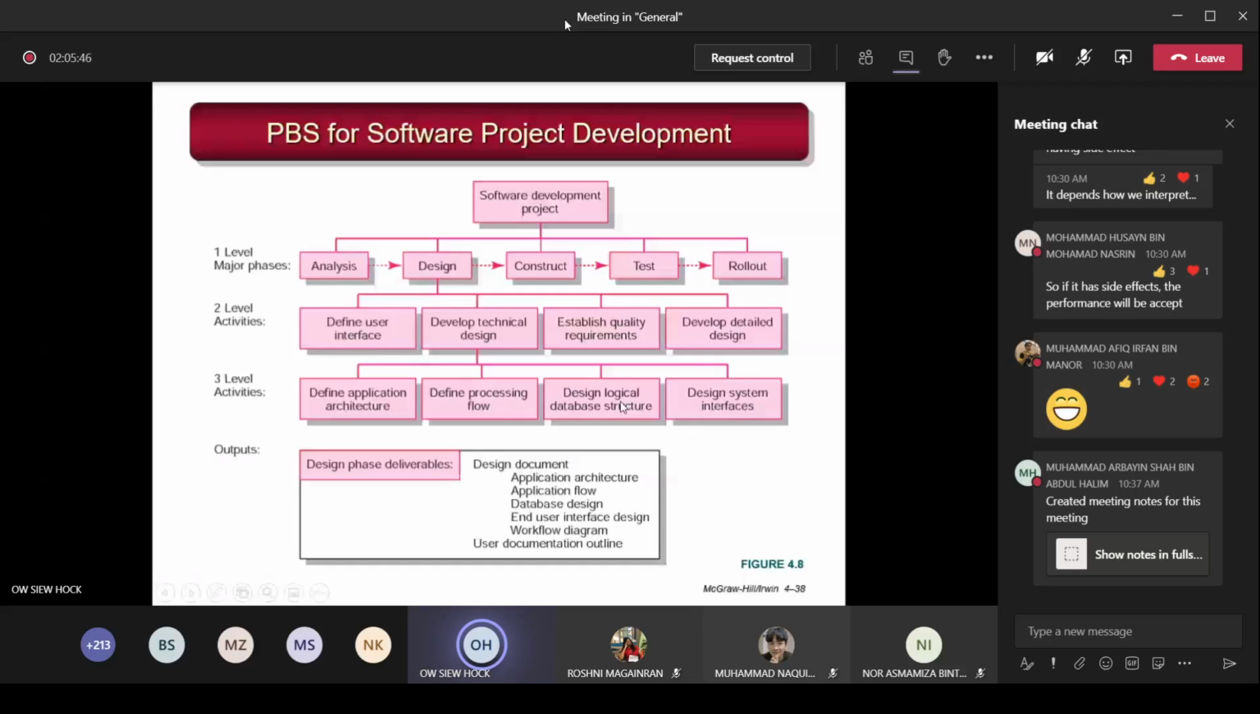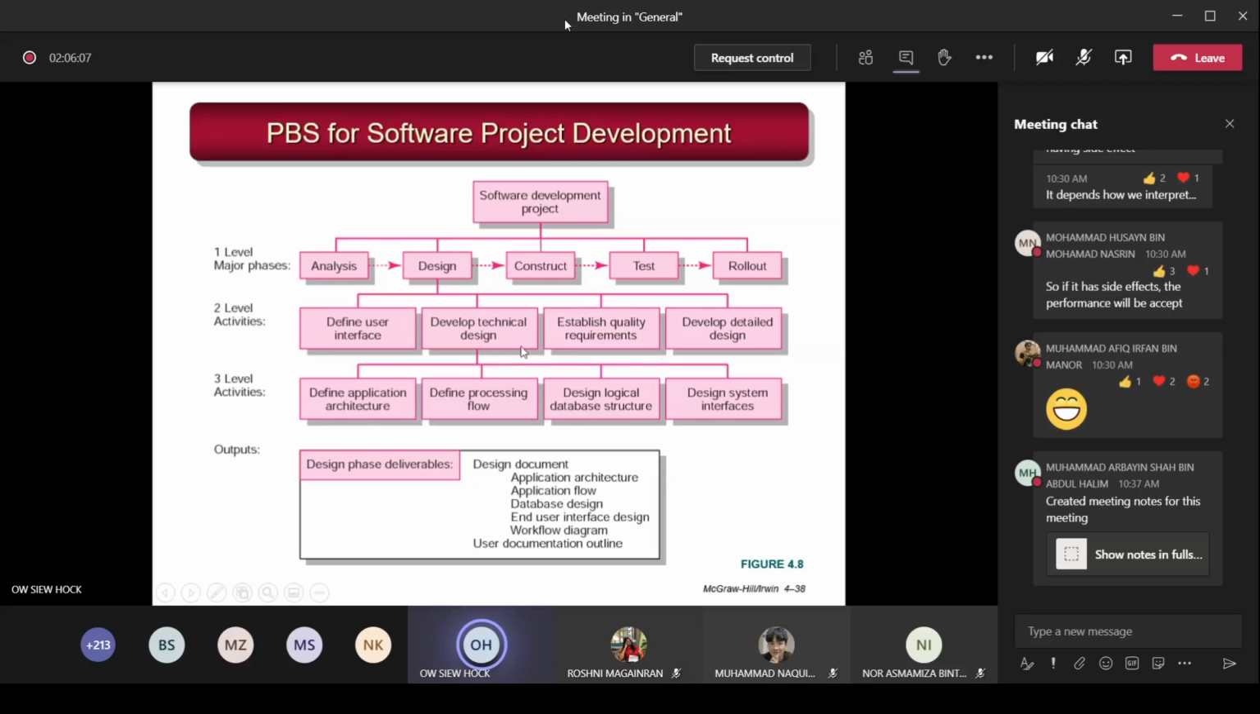Then you have the testing phase, and then you roll out. Okay. So in your analysis phase, you break down requirements analysis, and so on. And under design, this is one example here. Just under design, you've got define user interface, you develop the technical design, you establish the quality requirements, you develop the detailed design. Everything about design. So these are all process oriented.